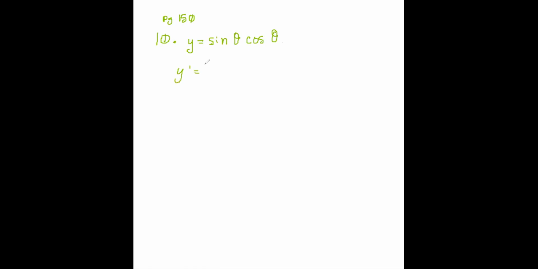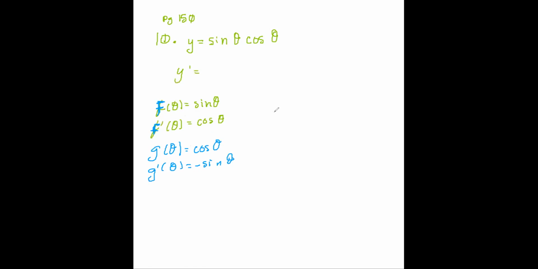Suggestions? This is a one-step process. It's a product rule, exactly. So we're going to start off with f of theta is equal to sine theta. So f prime is going to be cosine theta. And then we have g of theta is equal to cos theta. So g prime theta is equal to negative sine theta. So we're going to put these together.